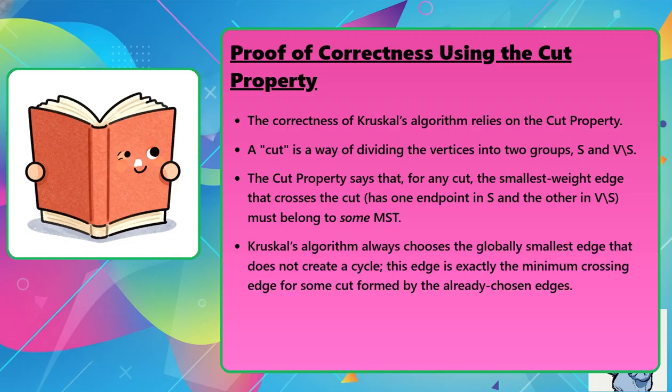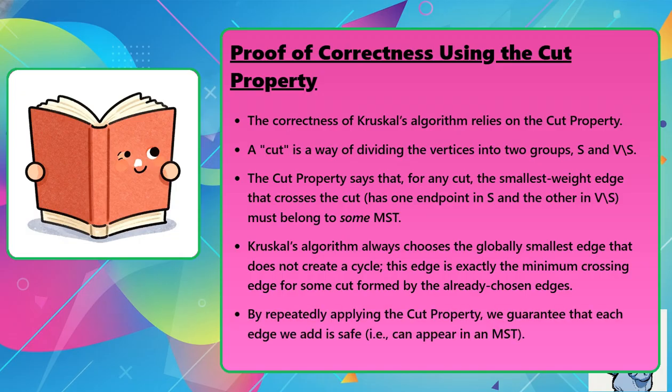Kruskal's algorithm always chooses the globally smallest edge that does not create a cycle. This edge is exactly the minimum crossing edge for some cut formed by the already chosen edges. By repeatedly applying the cut property, we guarantee that each edge we add is safe, i.e., can appear in an MST. Since we add |V|-1 safe edges, the final set is an MST.